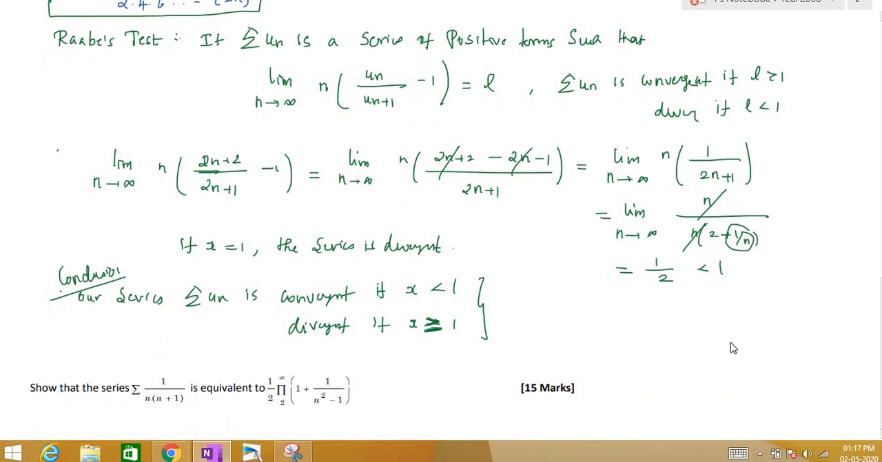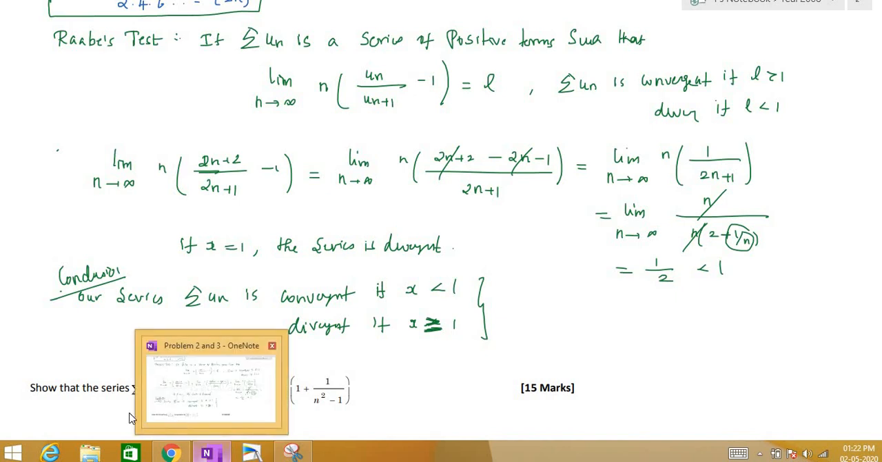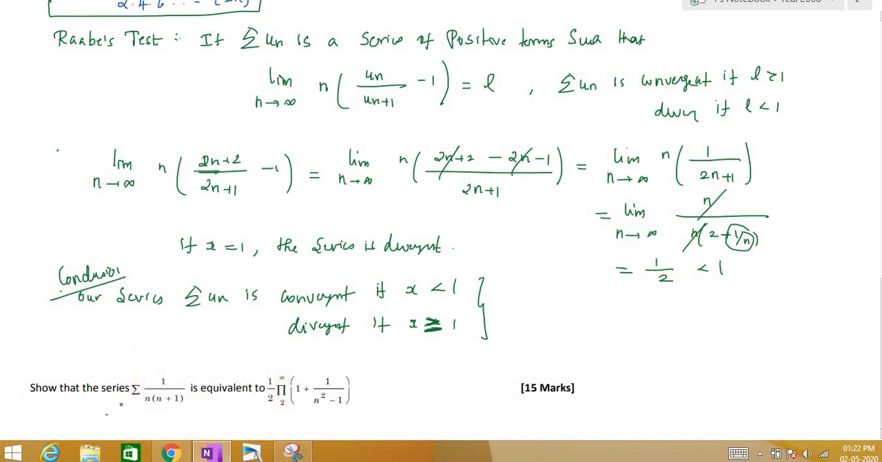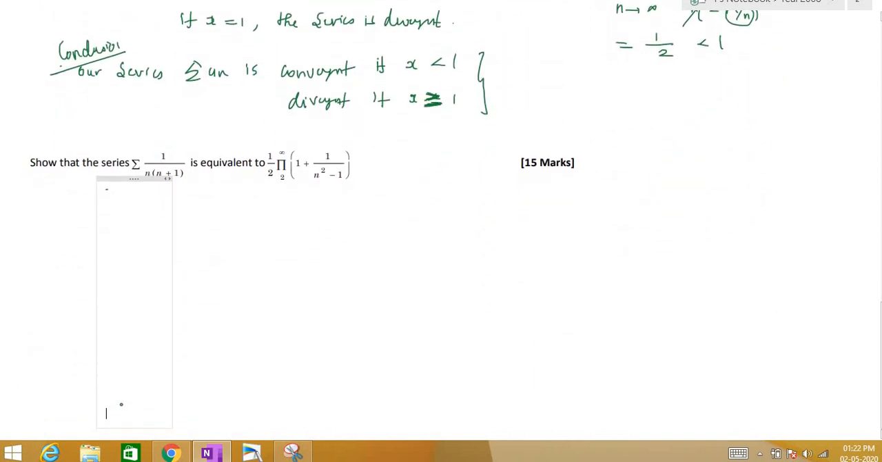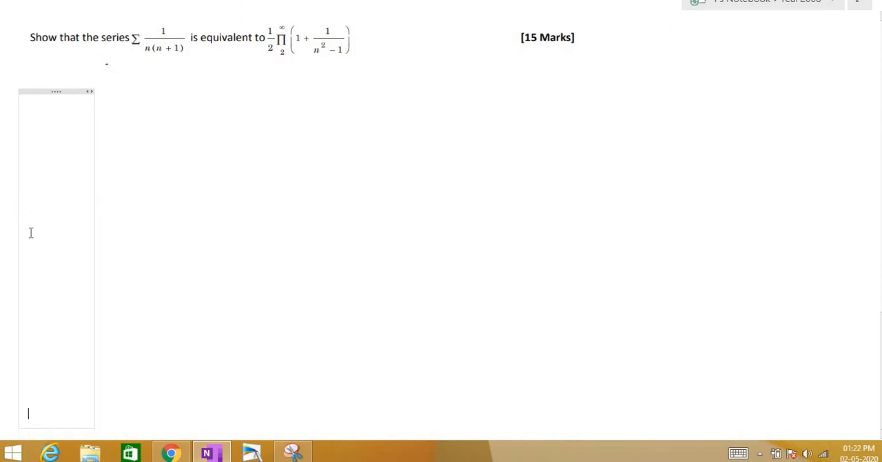So the second problem is: show that the series summation 1 by n into (n plus 1) is equivalent to 1 by 2 product from 2 to infinity of (1 plus 1 by (n square minus 1)). We want to show that both the series are equivalent. So what will happen if n is equal to 2, right? So what about this series and this series?